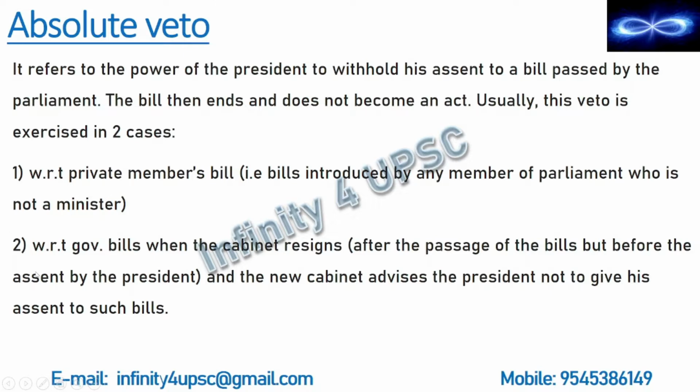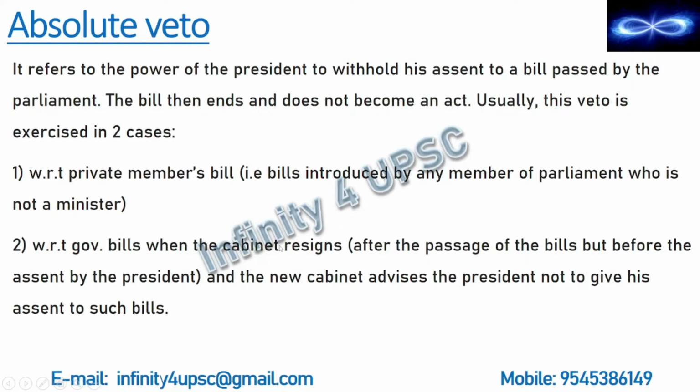What is the second scenario? The president can withhold his assent when it comes to government bills. A government bill is a bill which has been proposed by a member of government, that is, government itself. Now why would the president withhold his assent to a bill proposed by the government? There is a special scenario here. This can be done when the cabinet resigns, that is, when the government no longer exists. In that case, the government bill can be withheld by the president.